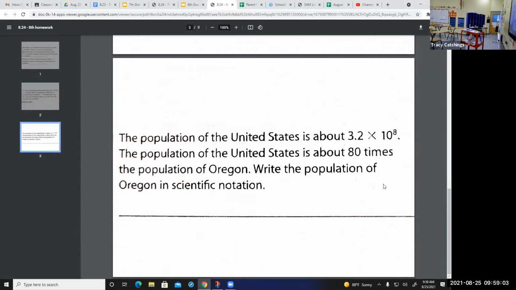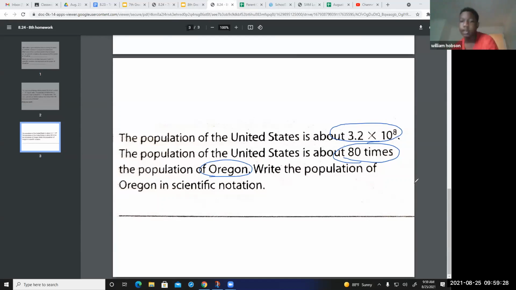All right, the third one we had last night. It says the population of the United States is about 3.2 times 10 to the 8. The population of the United States is about 80 times the population of Oregon. Write the population of Oregon in scientific notation. All right, somebody want to tell us how to get started? I will. Go ahead. So it says the population of the United States is about 3.2 times 10 to the 8. So I wrote that in standard form. It was 320 million.